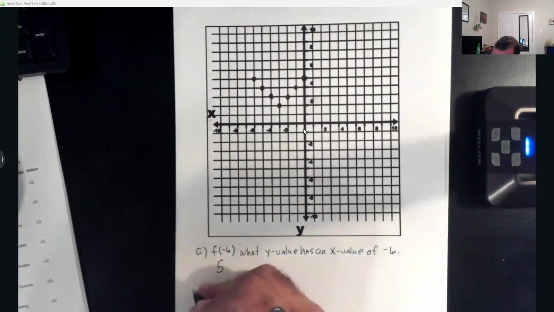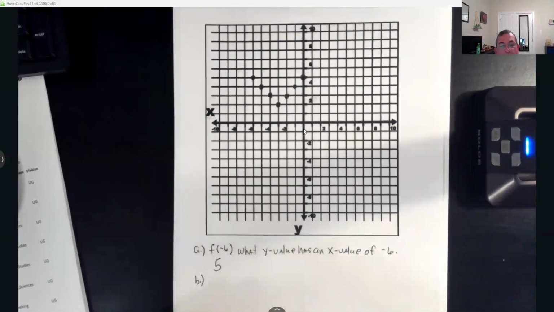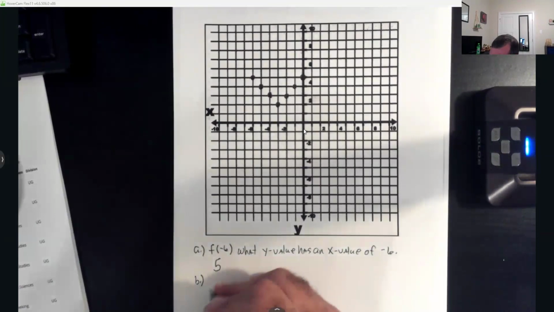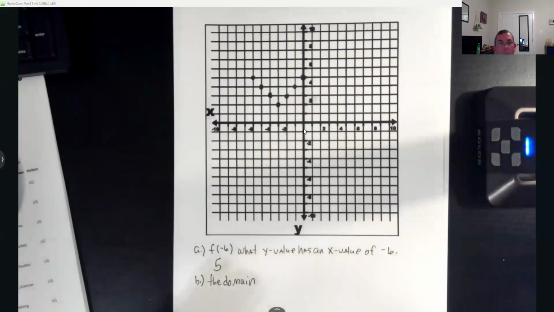All right, next that they want to know. They want to know, what is the domain? Well, y'all remember, the domain is the set of all x values.